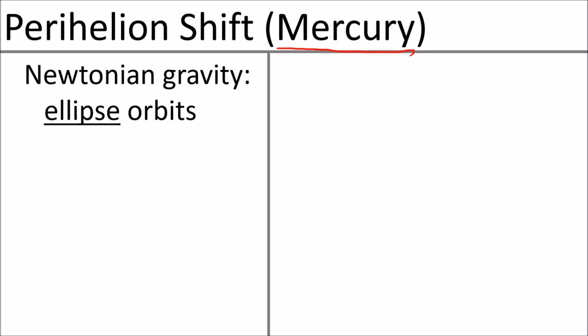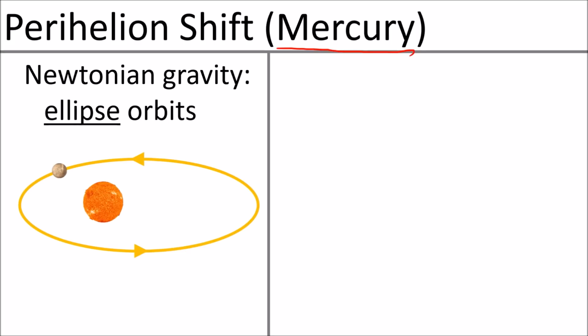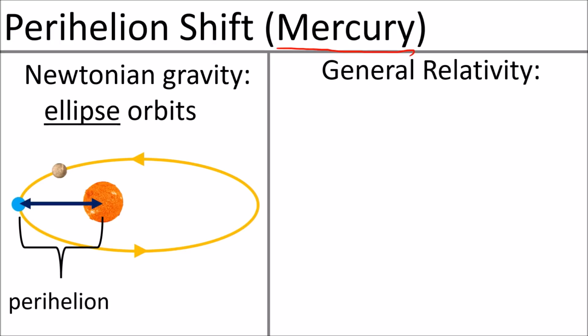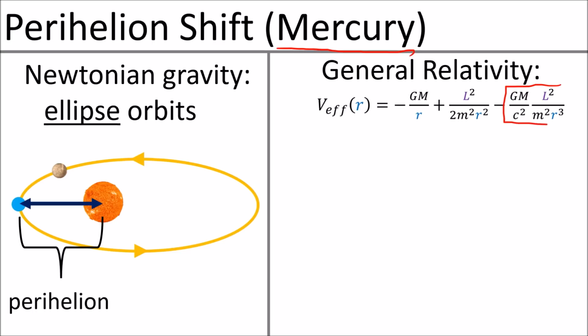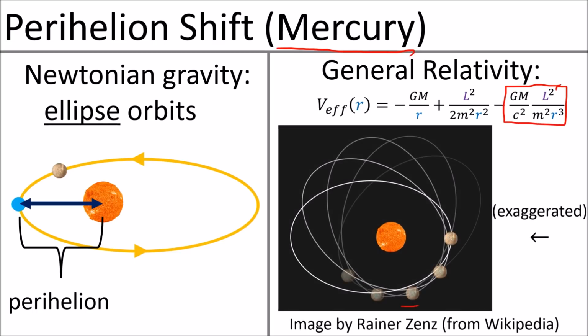Newtonian gravity tells us that planets orbit the Sun in elliptical orbits, where the perihelion is the smallest distance between the planet and the Sun. In general relativity, the extra 1 over r cubed potential term causes the perihelion to advance in the direction of orbit, resulting in a flower-like orbit shape. However, this effect is extremely tiny, and is usually only noticeable for small values of r over long periods of time. Perihelion advance in general relativity technically happens to all the planets in the solar system, but the effect is most obvious for Mercury since it's the closest to the Sun.